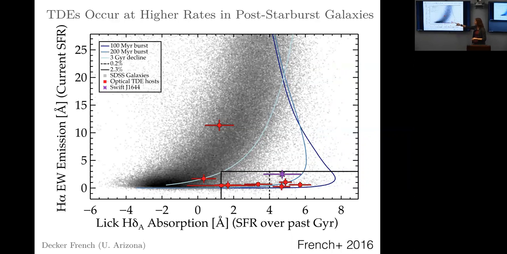You can really only get to this spur of the diagram with a burst of star formation. That's what these lines are showing. These two darker blue lines show what happens if you have various bursts that last 1 to 200 megayears added onto an old stellar population. A slow decline in the star formation would give you something like this line here. This light blue line shows what happens if star formation declines over about a 3 gigayear time scale.